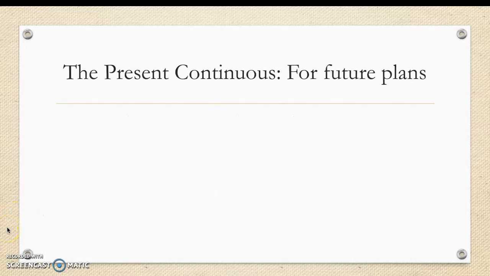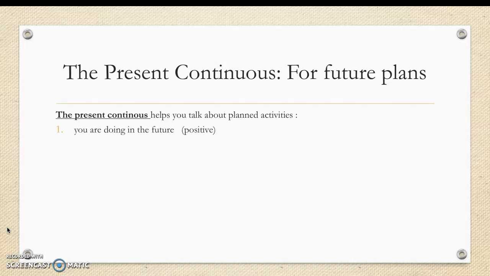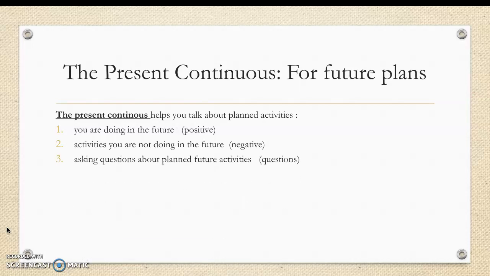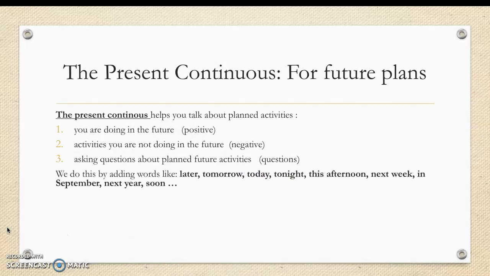Okay, let's continue. We can also use the present continuous for future plans. So these help you talk about planned activities. And as you guessed, things you are doing in the future, activities you are not going to do in the future, and questions about future planned activities. Let's look at 3 examples. But we can do this by adding words like later, tomorrow, today, tonight, this afternoon, next week, in September, next year, soon. So let's have a look.